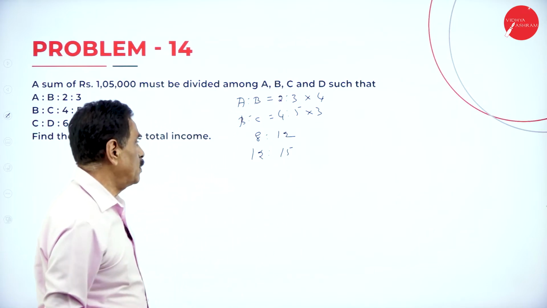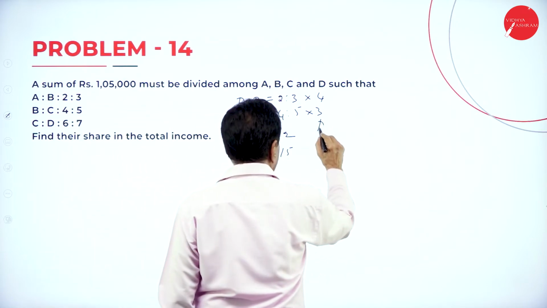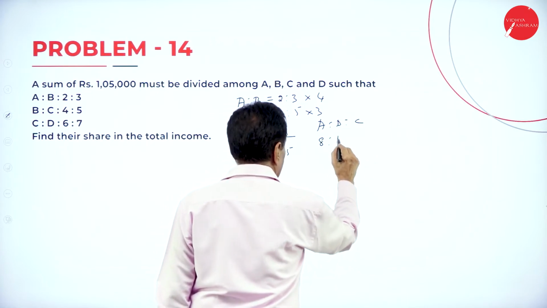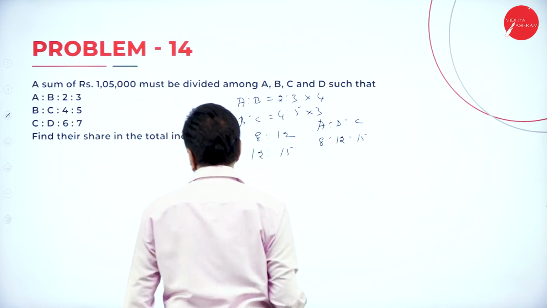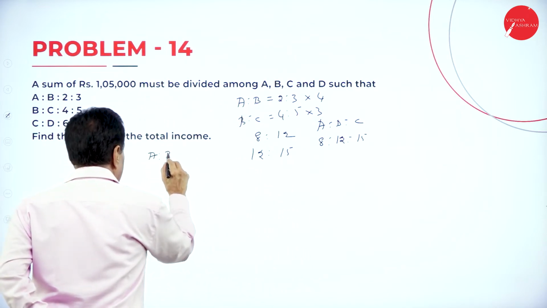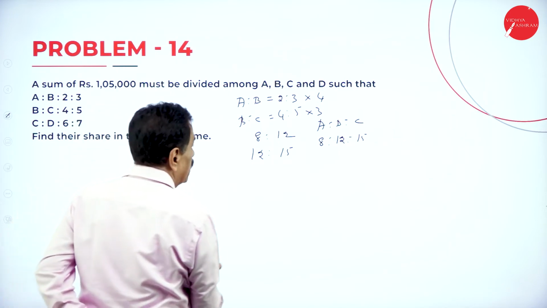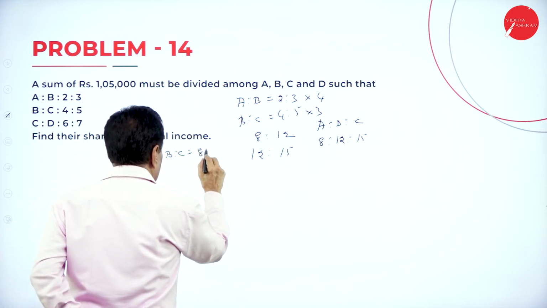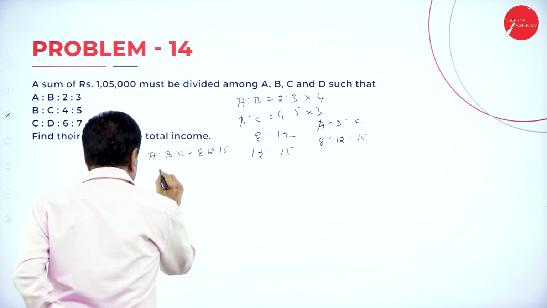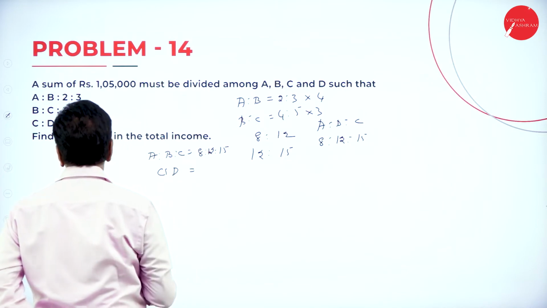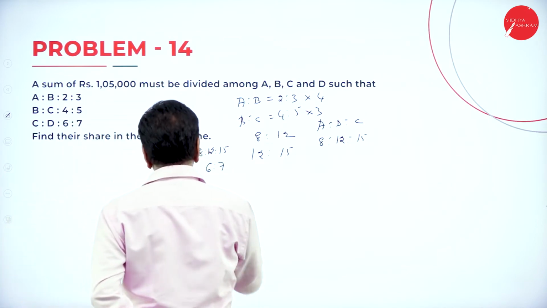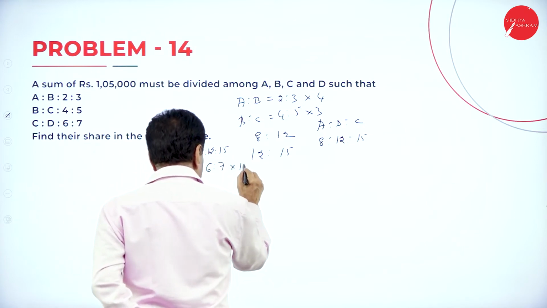So 8, 12, 12, 15. A is to B is to C, 8 is to 12 is to 15. Then this is A is to B is to C, 8 is to 12 is to 15. C is to D, 6 is to 7. What's the C value? 15 comes here.